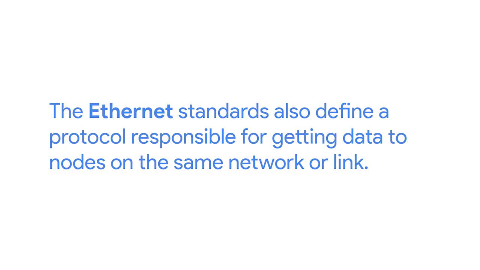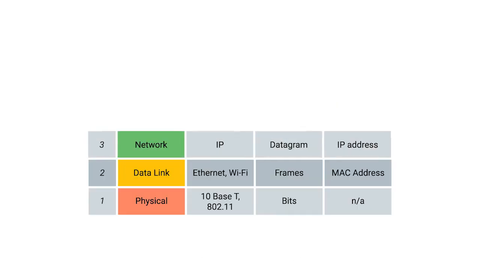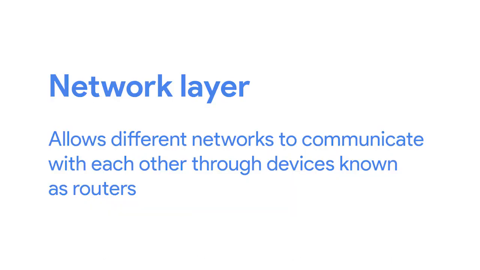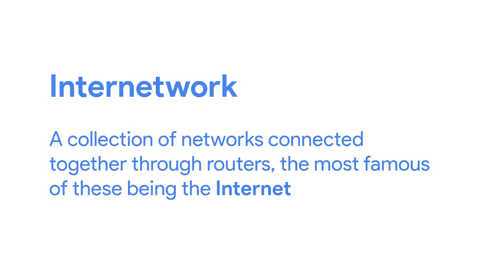Beyond specifying physical layer attributes, the Ethernet standards also define a protocol responsible for getting data to nodes on the same network or link. The third layer, the network layer, is also sometimes called the internet layer. It's this layer that allows different networks to communicate with each other through devices known as routers. A collection of networks connected together through routers is an internetwork, the most famous of these being the internet. Hopefully you've heard of it.